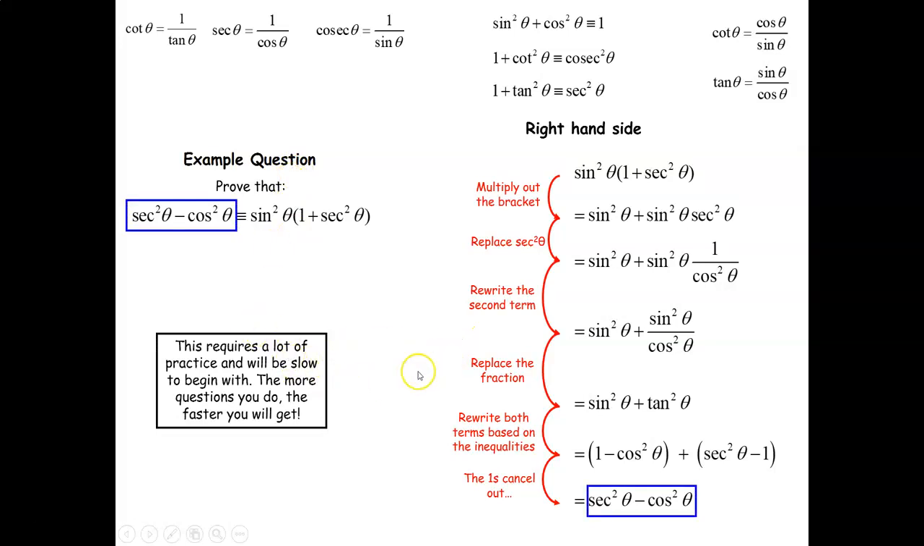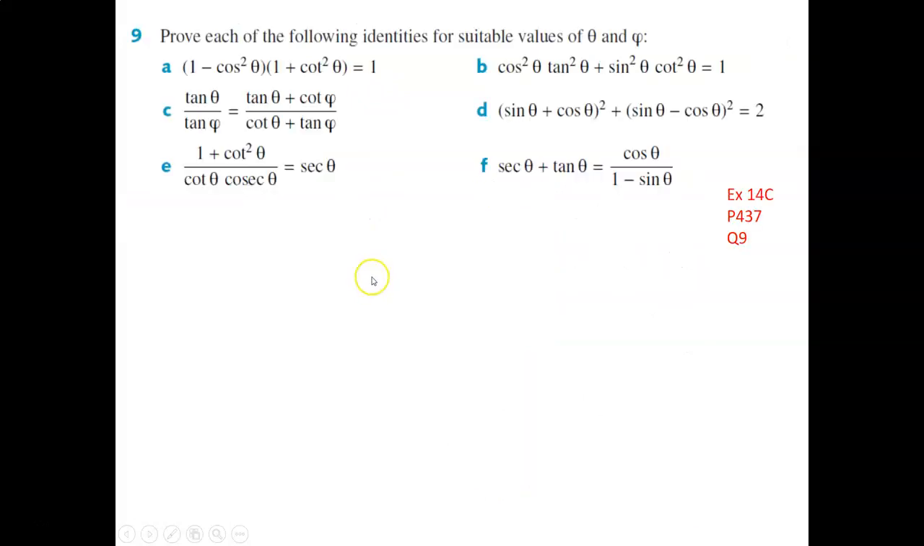So there's plenty of practice and you'll get better at spotting things. The more you use these identities, the more readily they'll come to your mind when you're working through these questions. So there's 6 questions here. Practice them. Let me know if you have any questions. You obviously should know if you managed to get the correct answer.